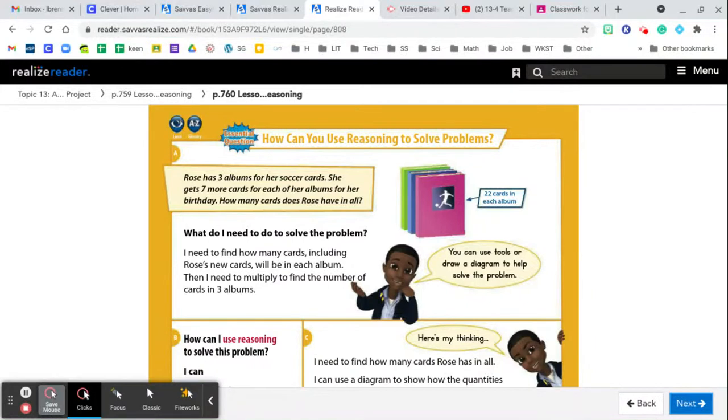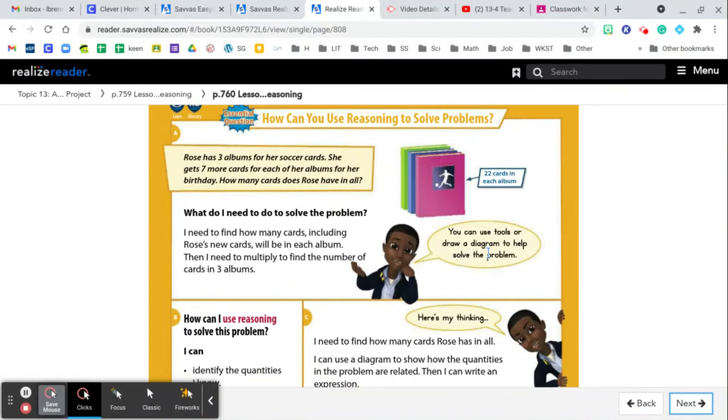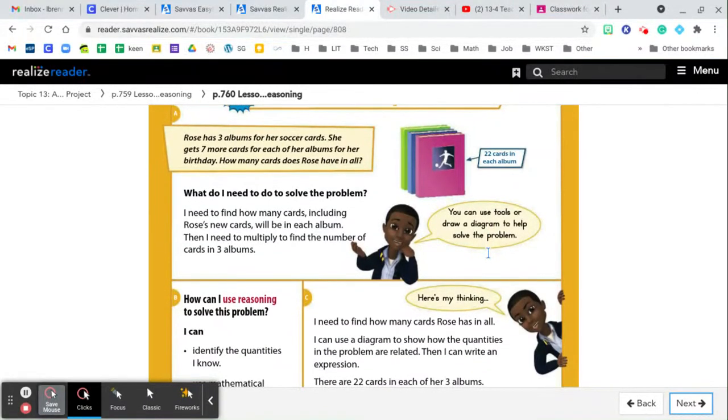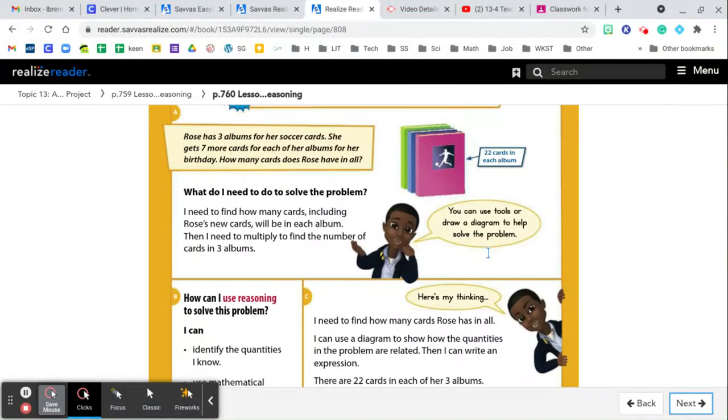How can you use reasoning to solve problems? Rose has 3 albums for her soccer cards. She gets 7 more cards for each of her albums for her birthday. How many cards does Rose have in all? What do I need to solve this problem? I need to find out how many cards, including Rose's new cards, will be in each album. Then I need to multiply to find the number of cards in 3 albums.